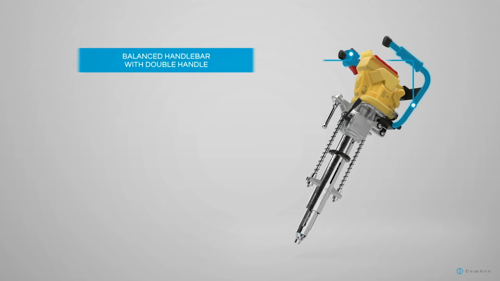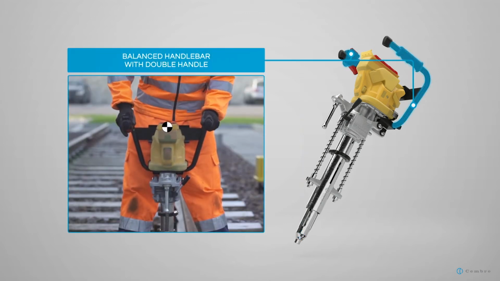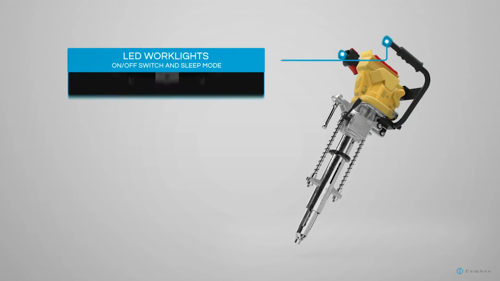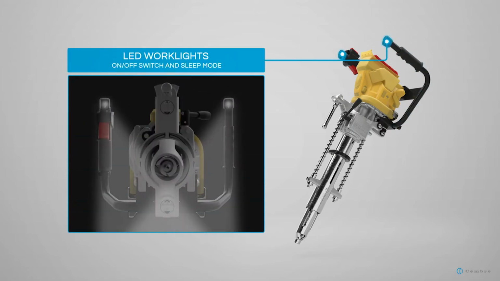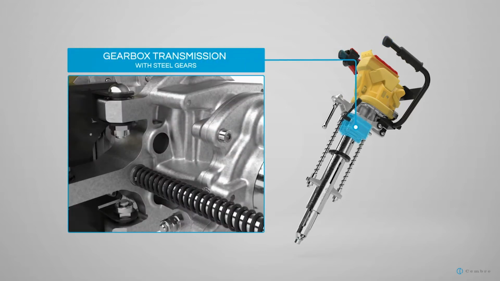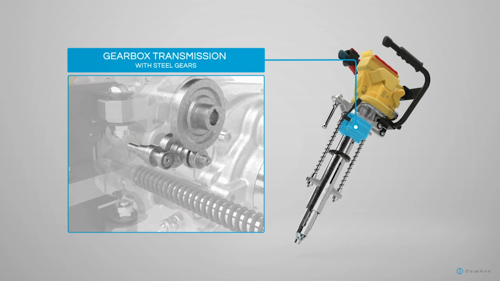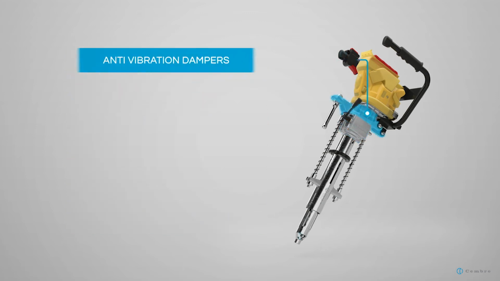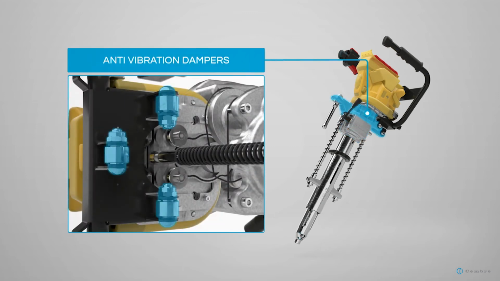Ergonomically balanced with carry handle and double grip control handles. LED work lights illuminate the working area with on-off and sleep mode feature, ideal for tunnels and night work. The gearbox transmission features steel gears for extended life. The anti-vibration dampers help achieve very low hand-arm vibration levels.